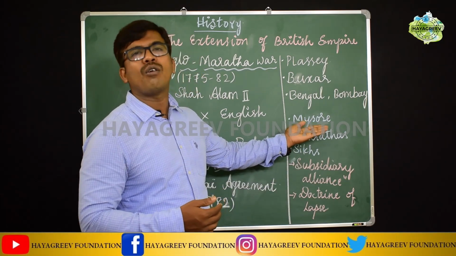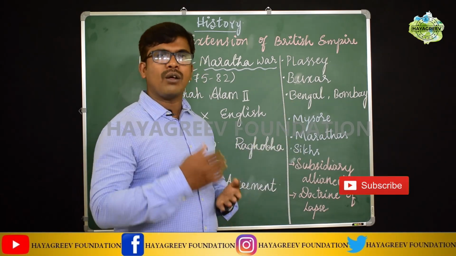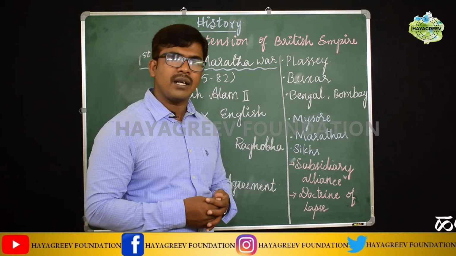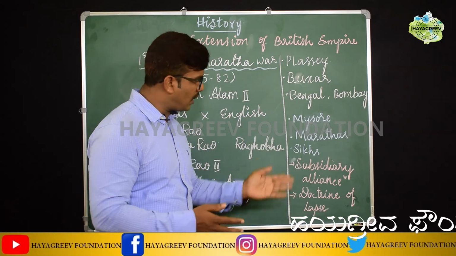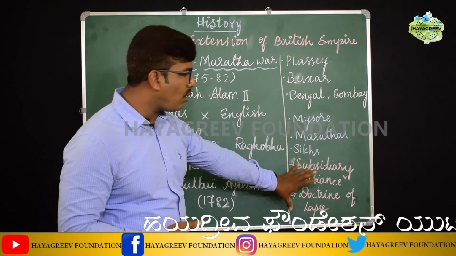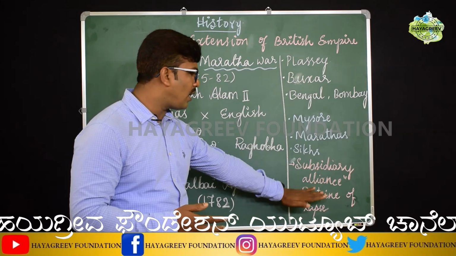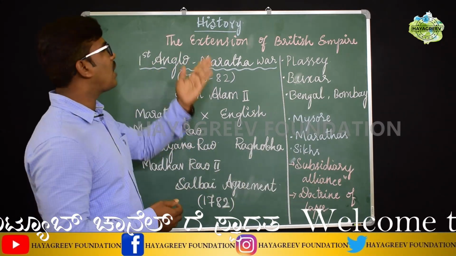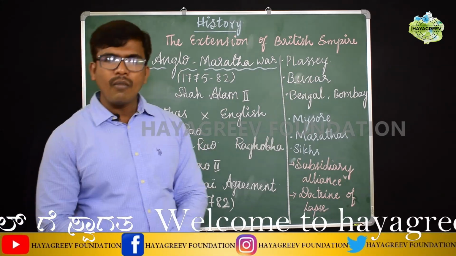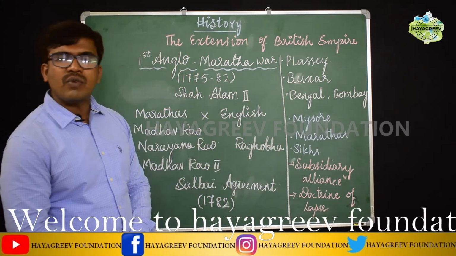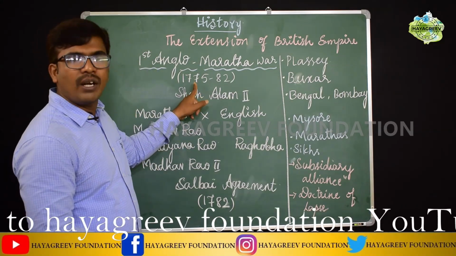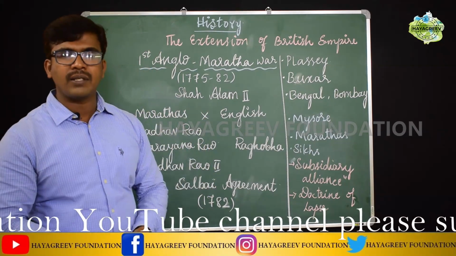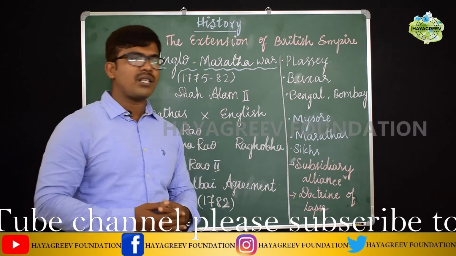Whereas the Anglo-Mysore War is explained in the fourth unit, in the fourth lesson, so that one we will discuss in the next class. In this lesson let us discuss only the Anglo-Maratha Wars, Anglo-Sikh Wars, subsidiary alliance and the doctrine of lapse. Then, first let us discuss the First Anglo-Maratha War. The First Anglo-Maratha War began in the year 1775 and ended in 1782. So what was the reason behind this? Let us discuss that.